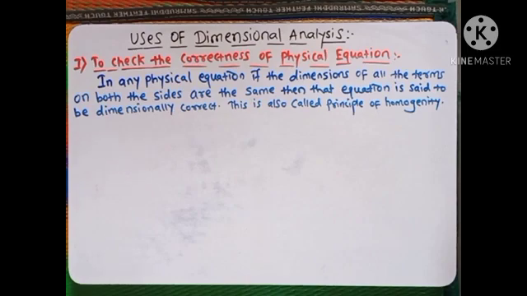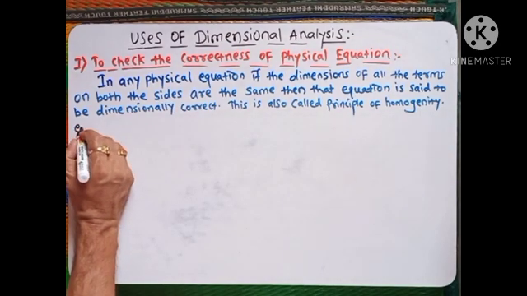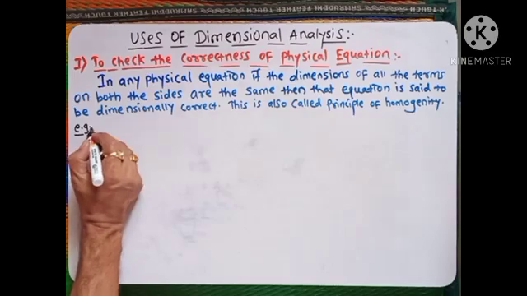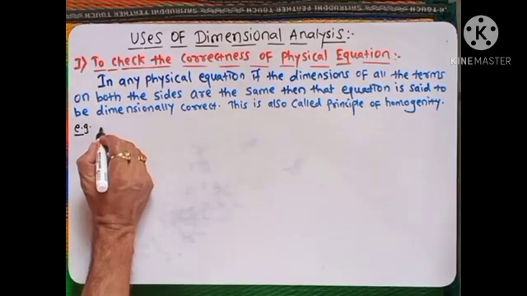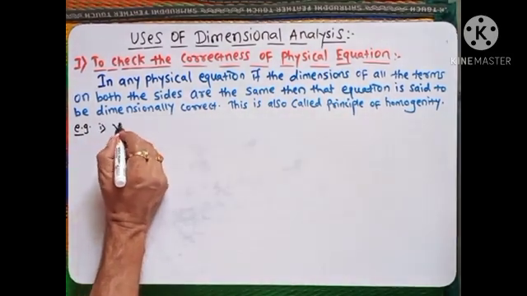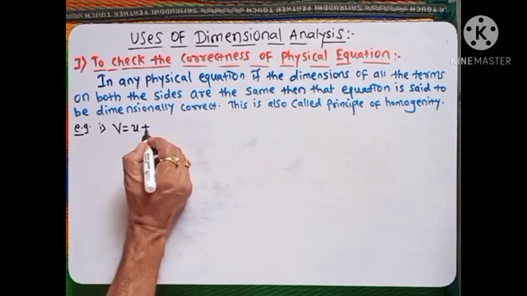That is, in any physical equation, if the dimensions of all the terms on both the sides are the same, then that equation is said to be dimensionally correct. And this principle we call the principle of homogeneity. Suppose we consider examples. First example: suppose V equals U plus AT.